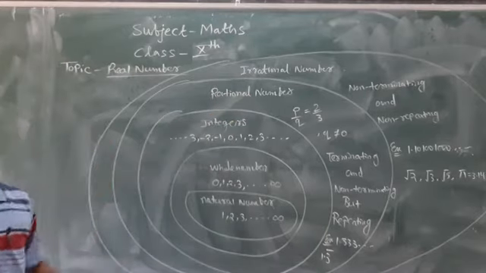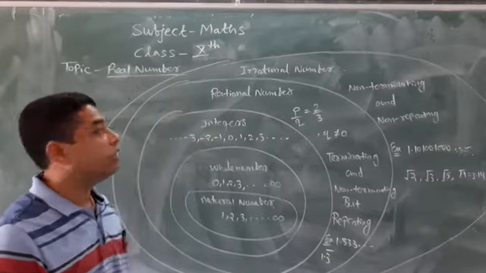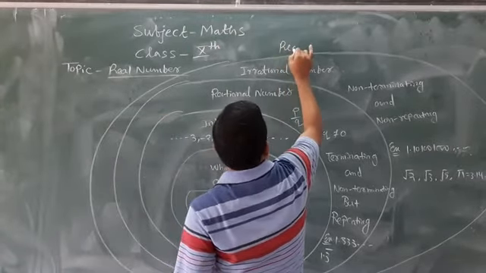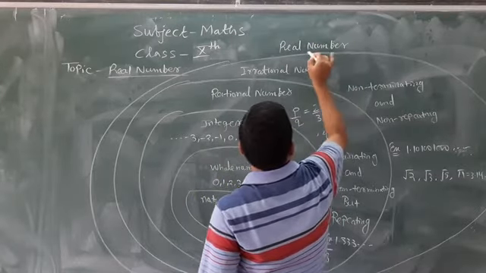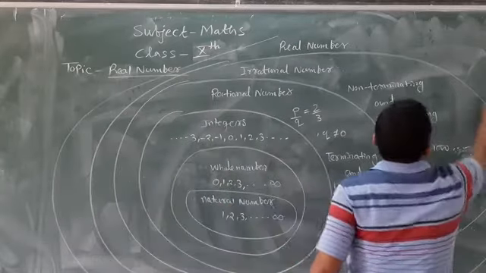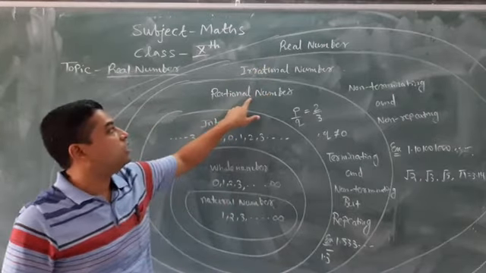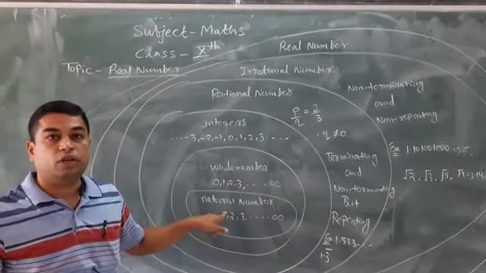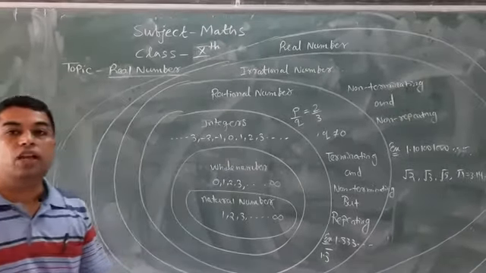Then what is a real number? A real number is a group of all this. It is the set of all these numbers, so that is called real number. So in real numbers, rational and irrationals are coming. In rational, integers, whole numbers and natural numbers are coming. So before starting the chapter, we should talk about what is a real number.